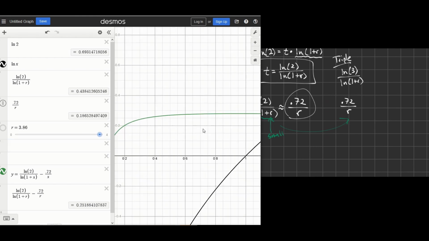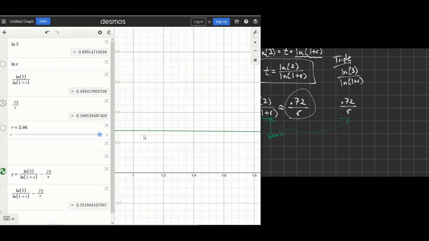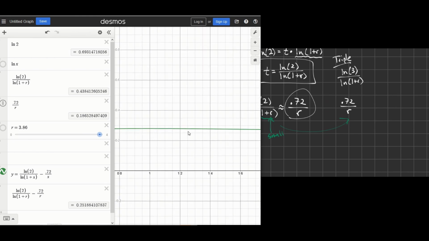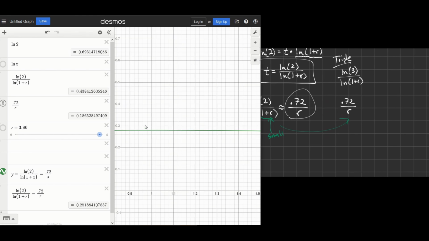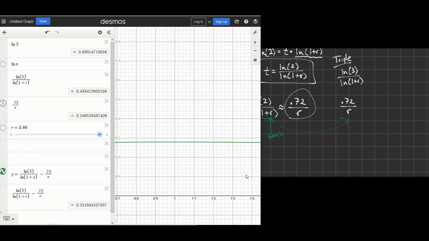So you can actually see that with the graph as well. If we look at this green graph, you'll see that it actually goes up for a while, and then it hits a certain inflection point. I'm not sure exactly where it is. We'd have to do a little calculus to figure out exactly where it is.